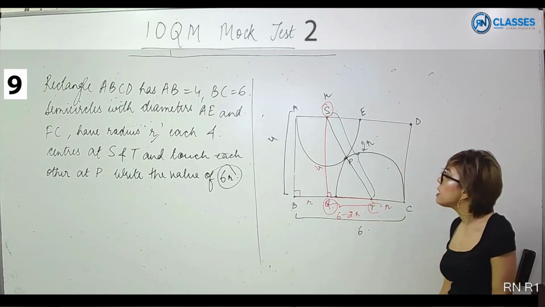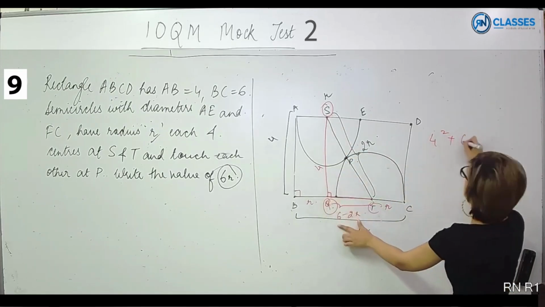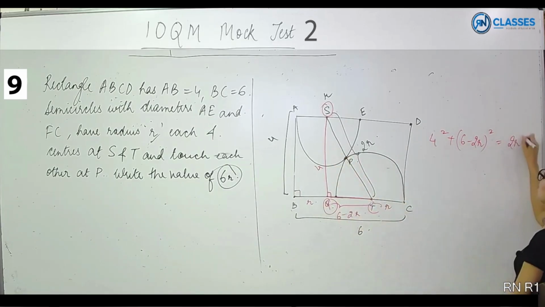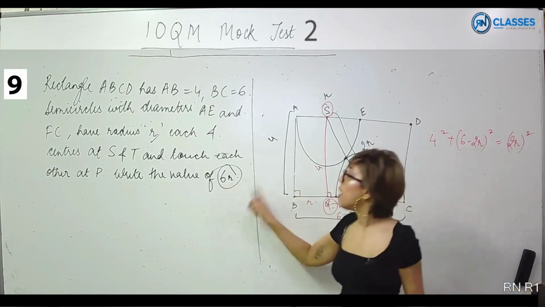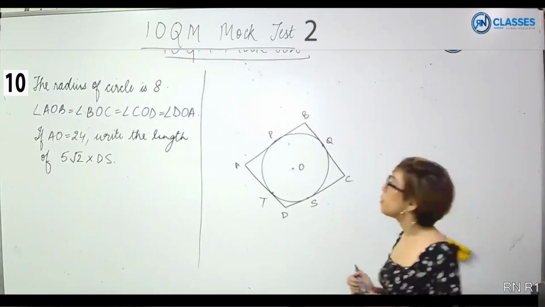Done? I think my equation is set up because of Pythagoras theorem. I will just say 4 square plus (6 minus 2R) whole square is equal to (2R) whole square. Just solve it for R and you will find the value of 6R to be 13, which is the answer. Alright, on to the next one.